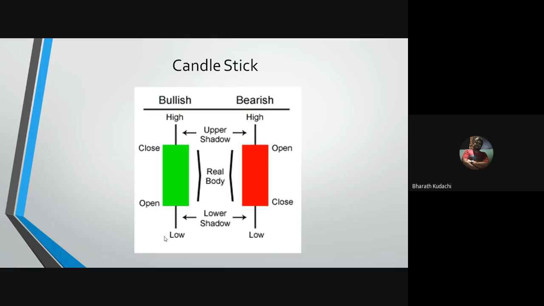Here, in a candlestick diagram or a single candle, there are four dimensions we have to look at: high, low, open, and close. So what are these four dimensions? Suppose this is a green candle. We call it bullish, right? In this green candle, I have an open area. One second, I'll give you a very good example.